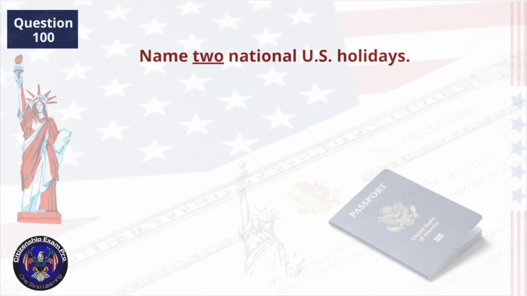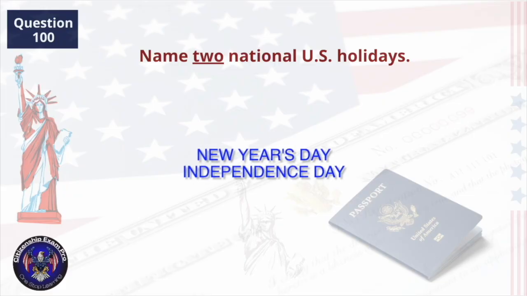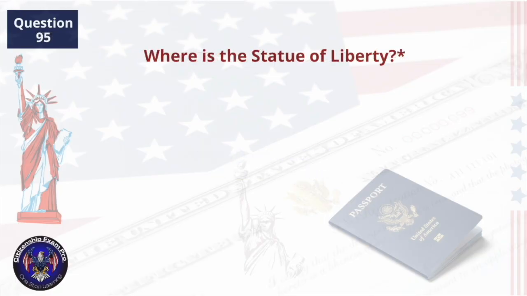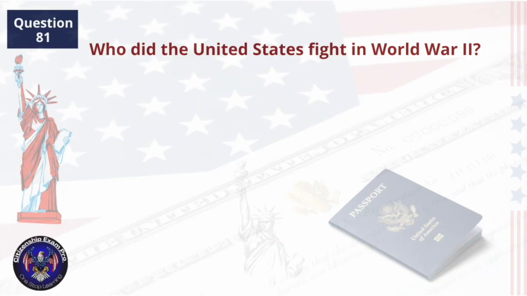Name 2 national U.S. holidays. New Year's Day. Independence Day. Where is the Statue of Liberty? New York Harbor. Who did the United States fight in World War II? Japan, Germany, and Italy.